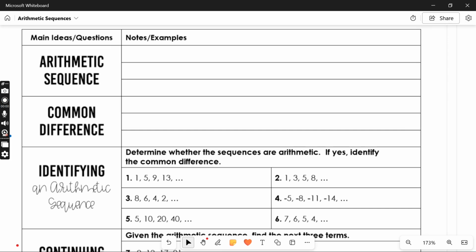Morning. I hope you're having a good day so far. Today we're going to talk about arithmetic sequences.